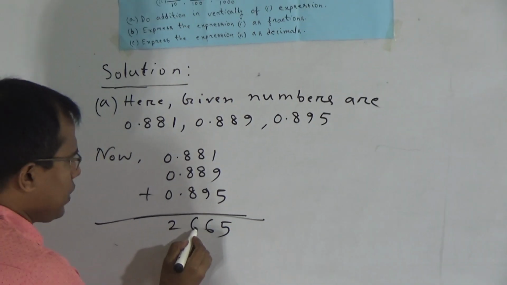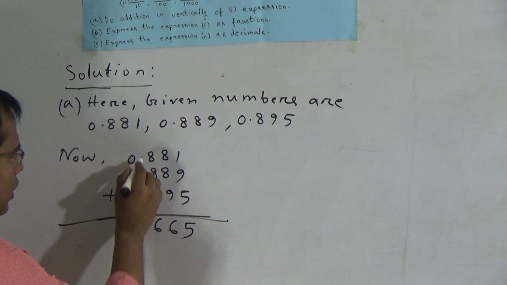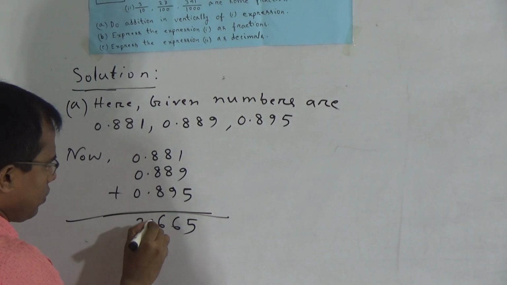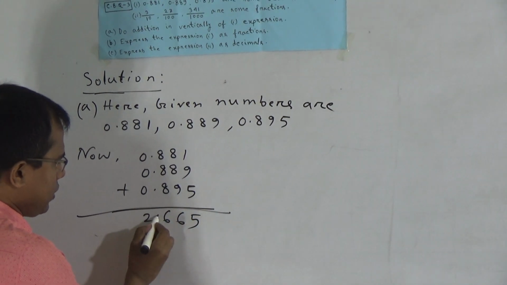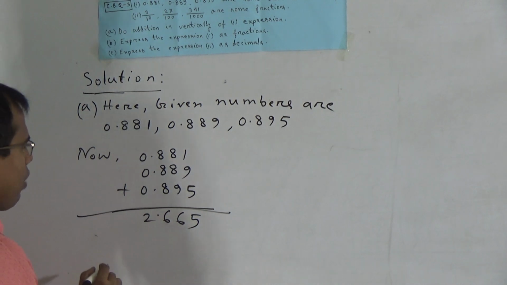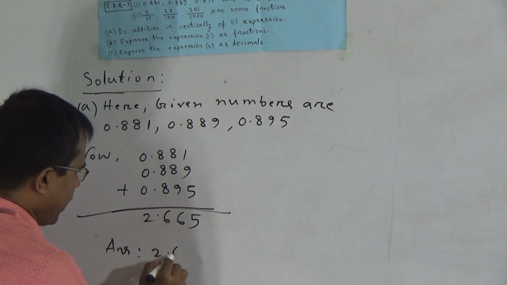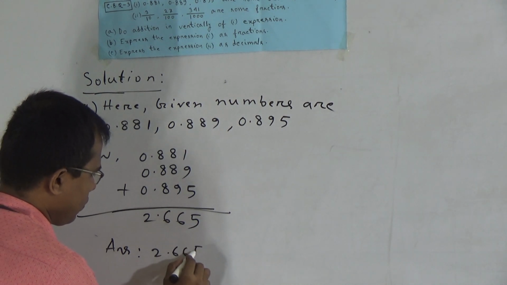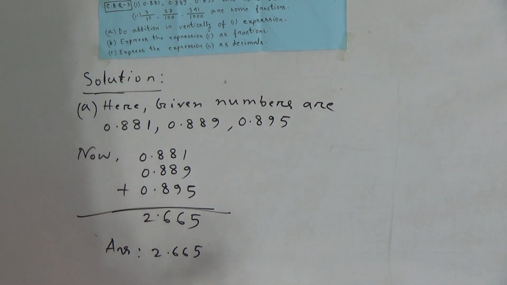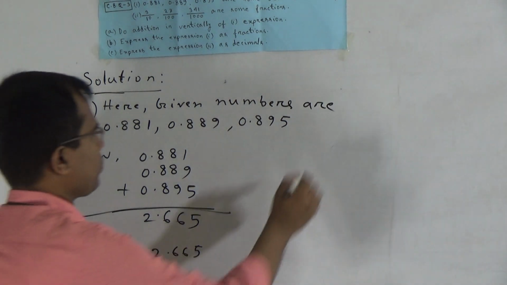And we have to give the decimal sign in the line of the decimal sign, that means after 3 digits. And our answer will be 2.665. Okay, now we have solved A number question.